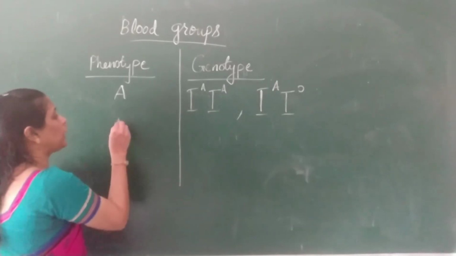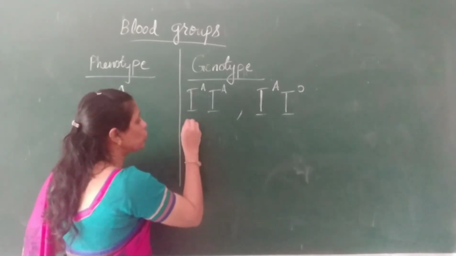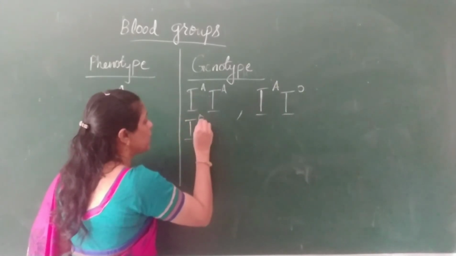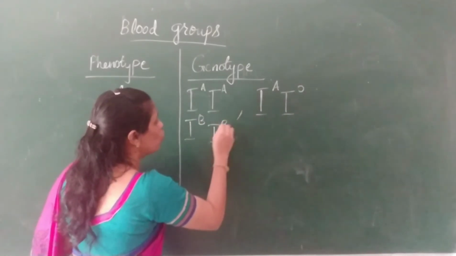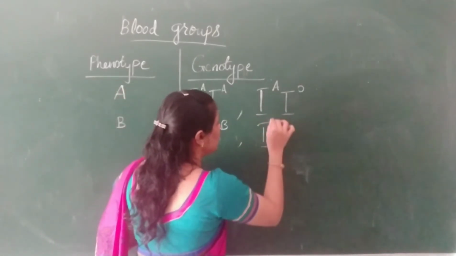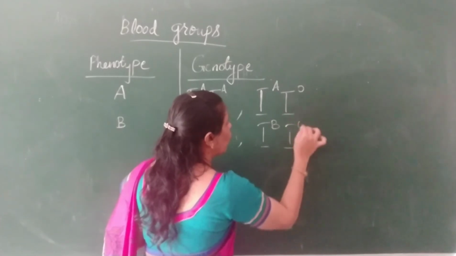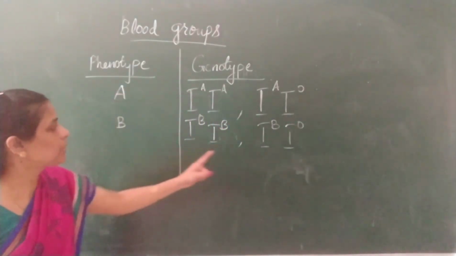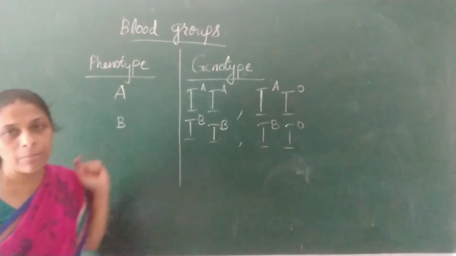Right. Now what about B? If the blood group is B, how to write the genotype? We will write it as IBIB, that is a homozygous condition, and IBIO. Right? So this is the heterozygous condition for B blood group.